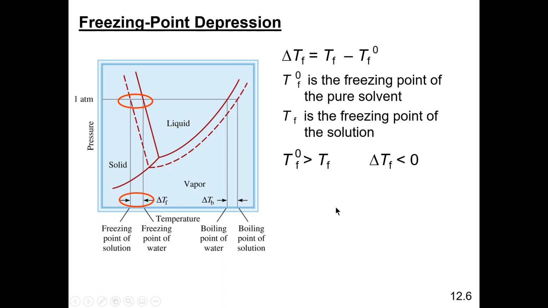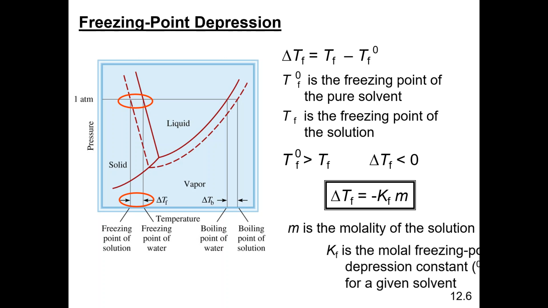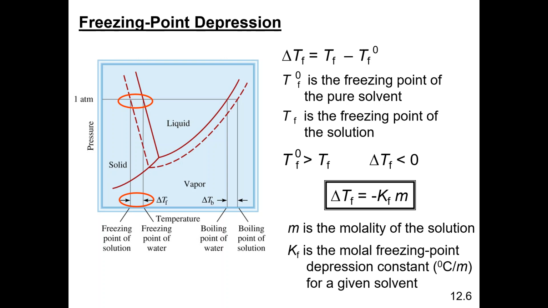And the relationship between the freezing point change and the molality is given by this equation. The change in the freezing point is equal to minus Kf times M, which is the molality. And you'll notice that there's a negative sign here. The negative sign basically indicates that the change in the freezing point is negative. So that's one important difference between the equation for the freezing point depression compared to the equation for the boiling point elevation that we saw earlier. All right. So just to remind you, M is the molality of the solution, and Kf is a different constant compared to Kb.